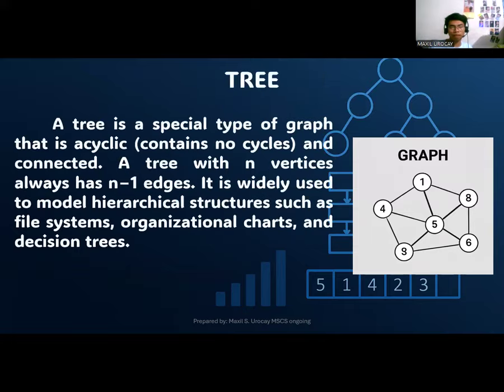Now we also have the tree. A tree is a special type of graph that is acyclic, since it contains no cycle, and connected. So a tree with n vertices always has n minus 1 edges. It is widely used to model hierarchical structures such as file systems, organizational charts, and decision trees. In our tree data structures, we were able to work on that before. So it is actually considered a graph also.